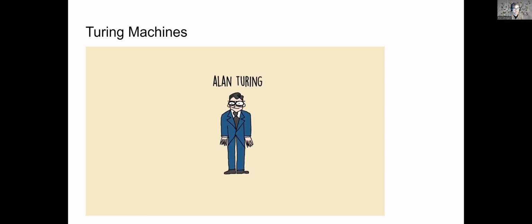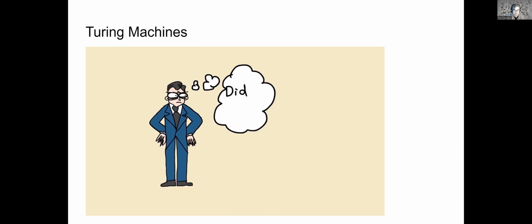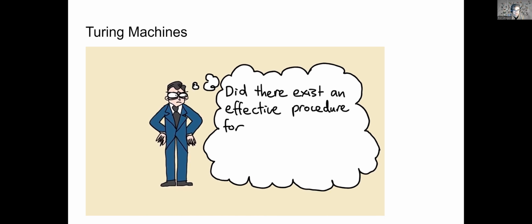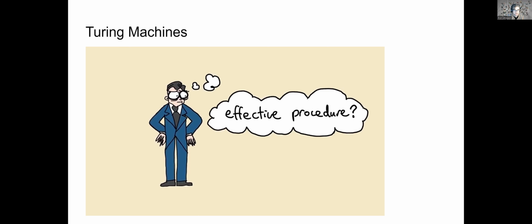Alan Turing. You may know him from such films as The Imitation Game or the biggest award in computer science called the Turing Award. At the young age of 22, Turing got intensely interested in this last question, decidability. Did there exist an effective procedure for deciding the truth or falsity of any mathematical statement? But Turing saw a slight problem with the question. What exactly was an effective procedure?